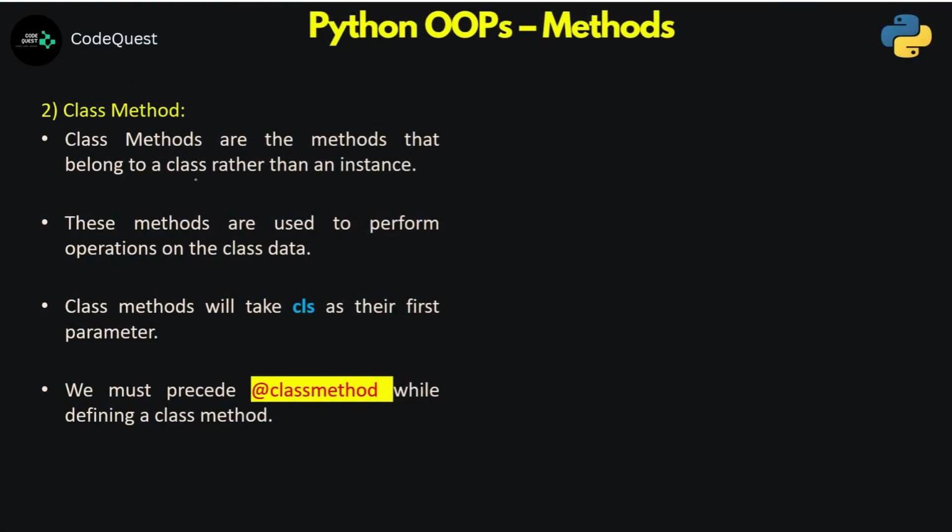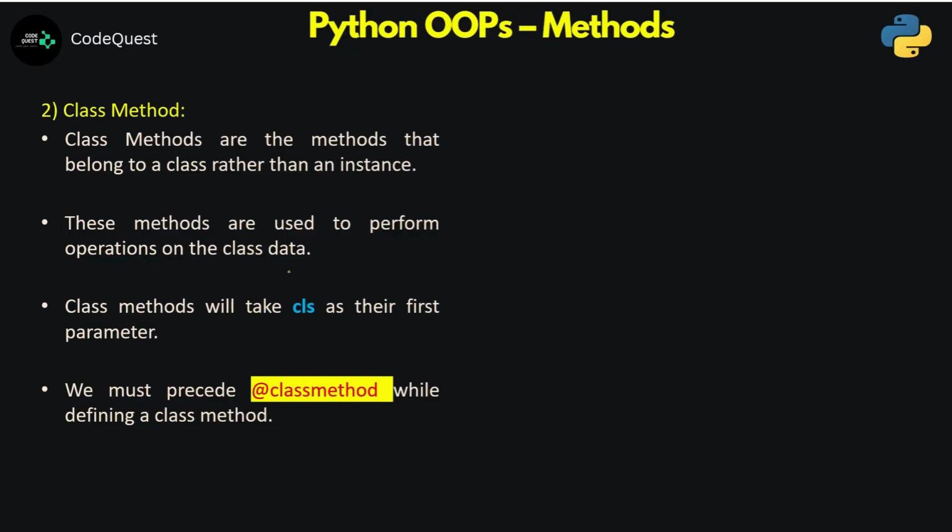The second category of method is your class method. From the name itself, one can understand that these are the methods which do not belong to any instance or object specifically, rather they belong to a class. These methods are normally used to perform some operations on the class data.